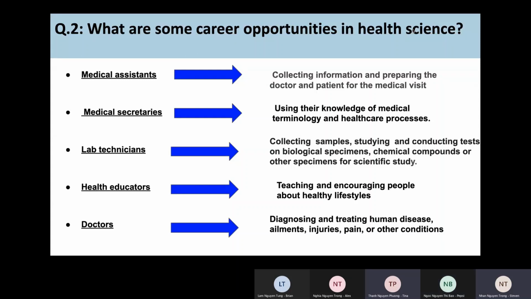So we move to question number 2. The question is, what are some career opportunities in health science? The first job is medical assistant. Medical assistants are healthcare professionals who assist doctors in clinics and medical offices. They will ask about the symptoms and health concerns and pass the information on to the doctor.